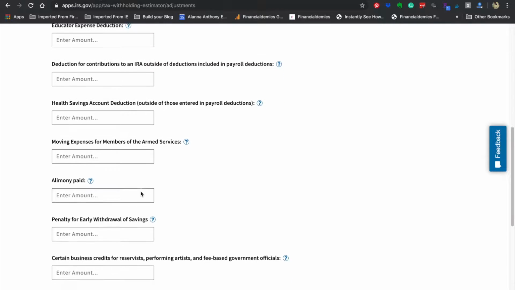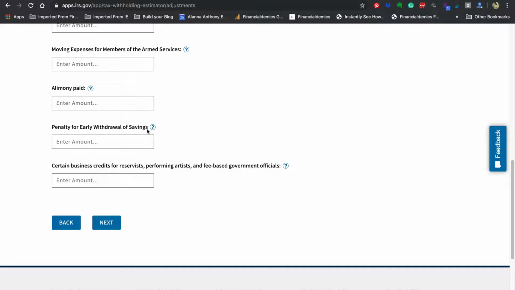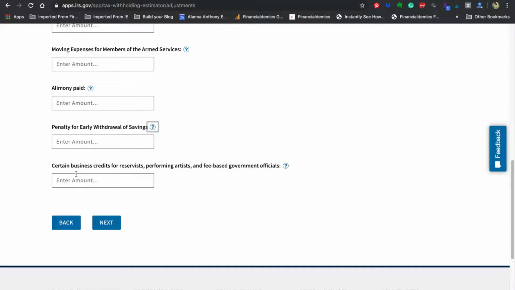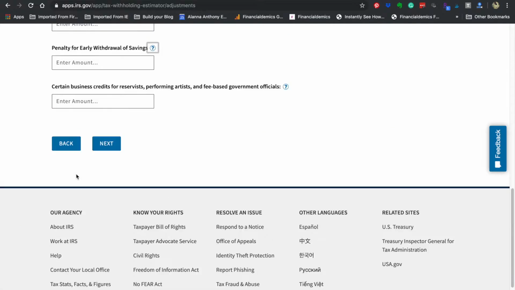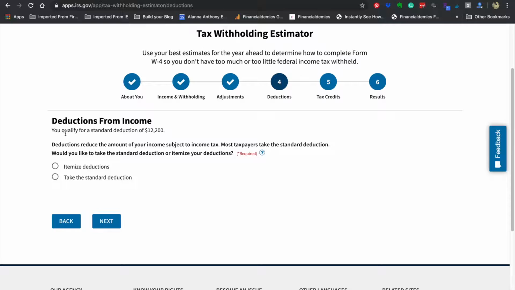Any moving expenses, if you paid alimony, if you took an early withdrawal of savings, and if you have any business credits as a reservist or performing artist, fee-based government official, then you would enter that here. And then you would just hit next. So this already tells us, because I already knew what his situation was going to be, that he qualifies for the standard deduction of $12,200.